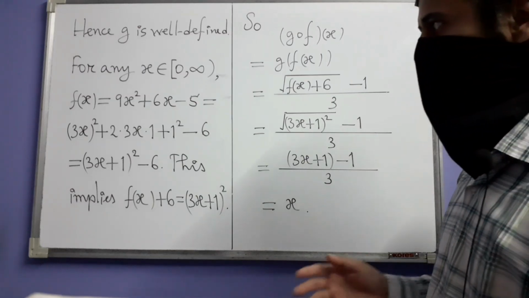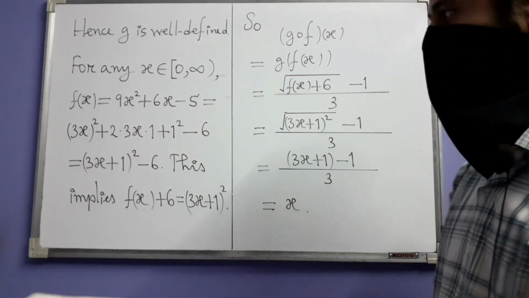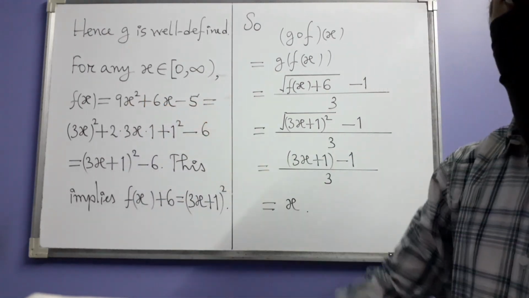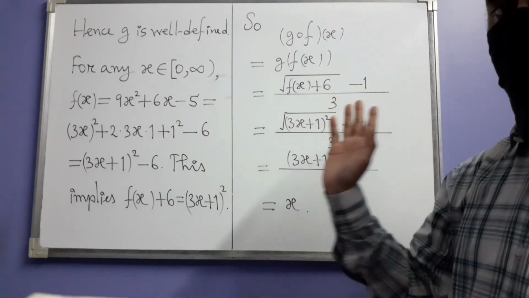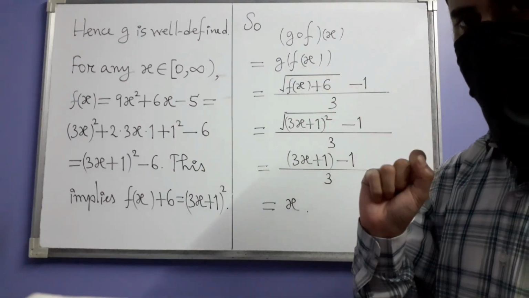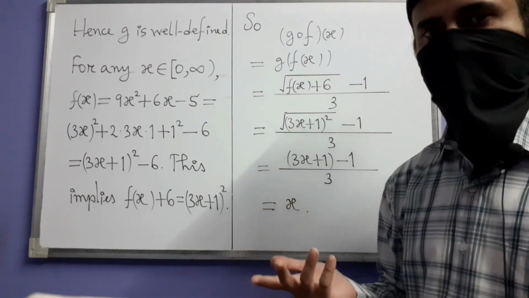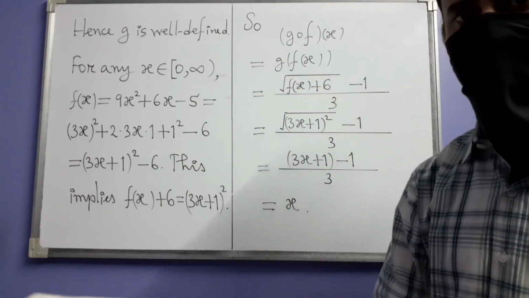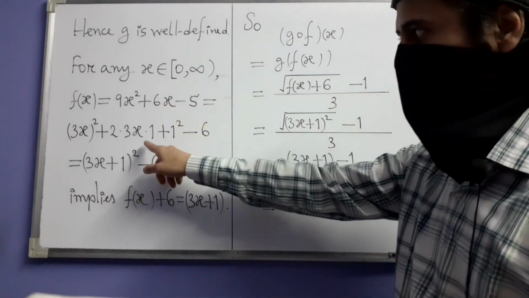Instead, let us first manipulate f of x itself. This is our f of x, 9x square plus 6x minus 5. Because a square root is there in the formula for g, we think that maybe we will get some advantage if we bring in a square, and it turns out that that actually gives us an advantage.